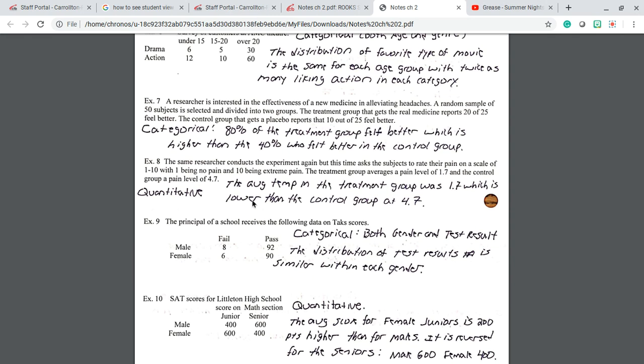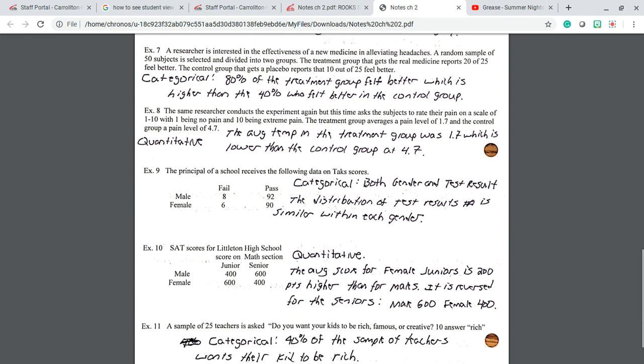Example 8, same researcher again does the exact same experiment, but this time asks them to rate their pain on a scale of 1 to 10. So now when they ask, what's your pain rating? And the rating is 7. 7 is not a count of anything. It's actually a number that they're using to quantify their pain. Therefore, it's a quantitative variable.